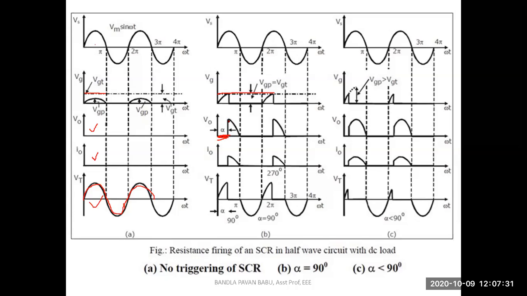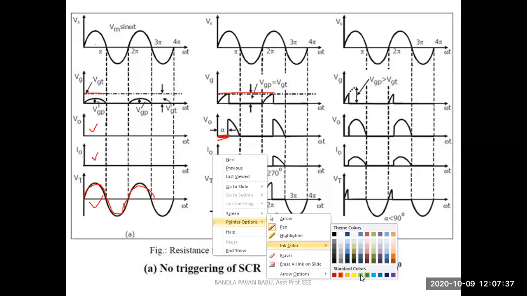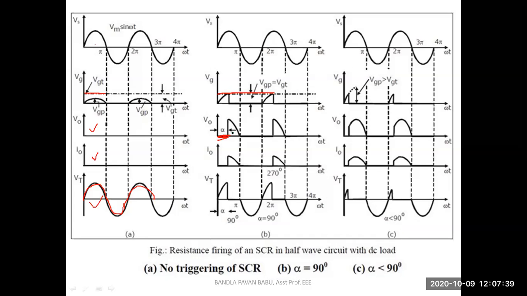I'll take one second, I'll change the color. Yes, so this is the on state. That means this peak is the on. If the load is resistive, the current waveform follows the voltage waveform, with some reduced magnitude. The magnitude is very less.